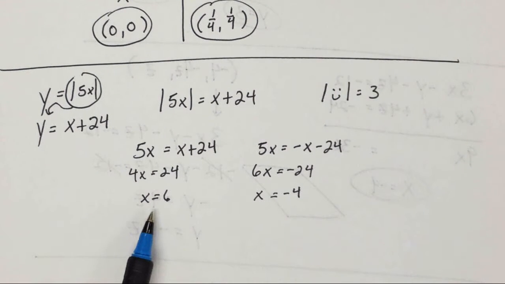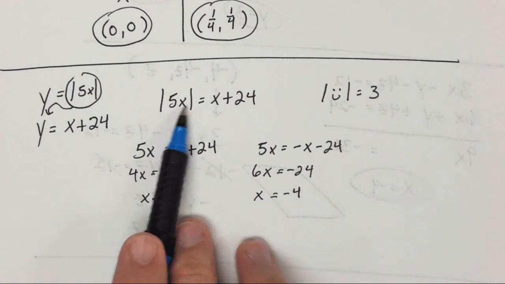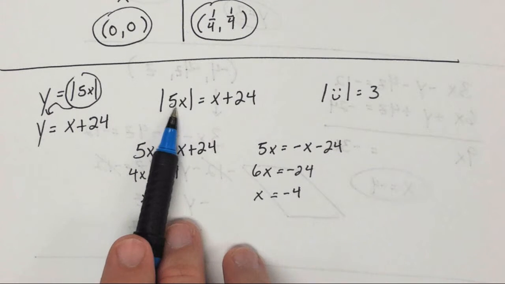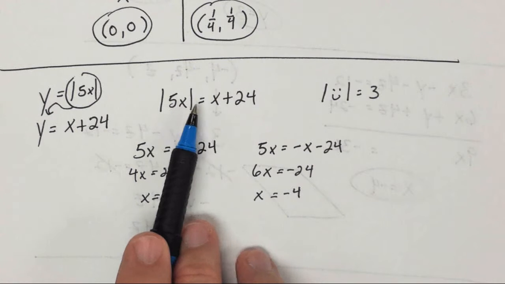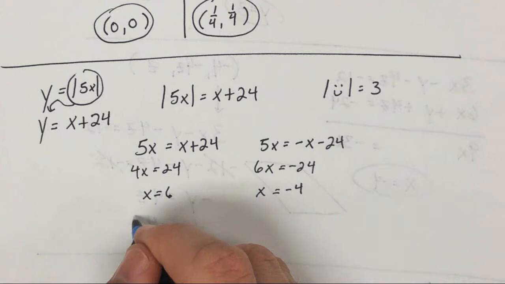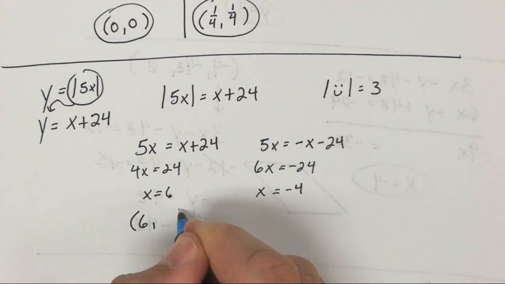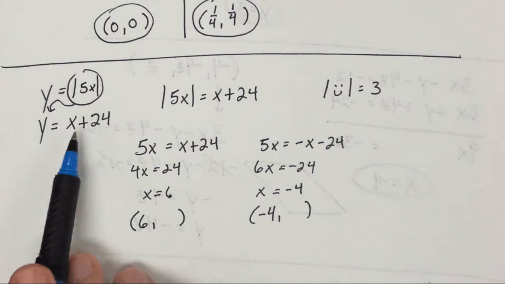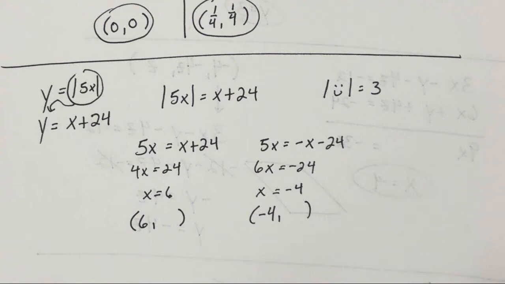Let's check it. When you plug in 6, you get 30 equals 30. We're good there. When you plug in negative 4, you get the absolute value of negative 20, which is 20, equals negative 4 plus 24, which is also 20. So we're good with both of these answers. So you have an intersection at 6 comma something and at negative 4 comma something. Since it's on both of these, you can plug it into either one you want.